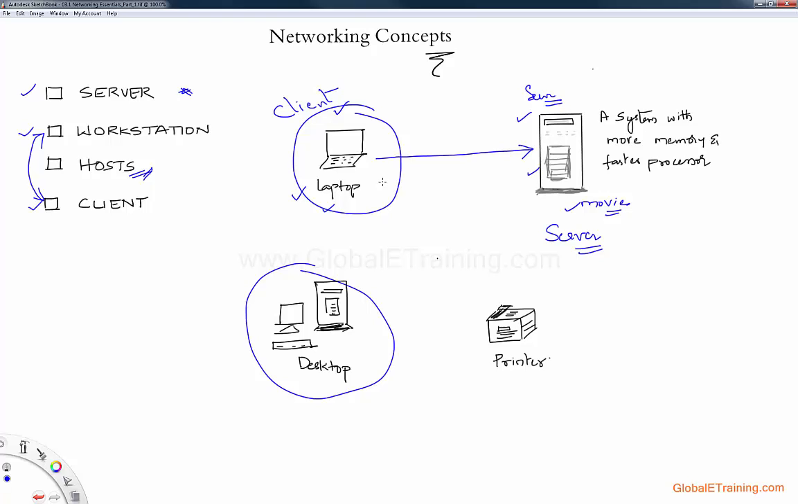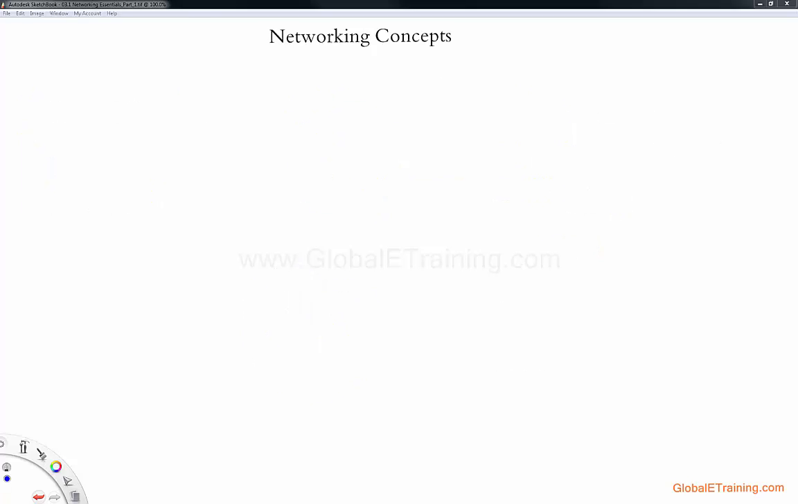Okay, that's good. So the basic terms: server, workstation, host, and client. Workstation and client are the same, they're just synonyms. And a client accesses something from a different system, and that system is referred to as a server. So we took care of these terms. Let's look at some more terms.